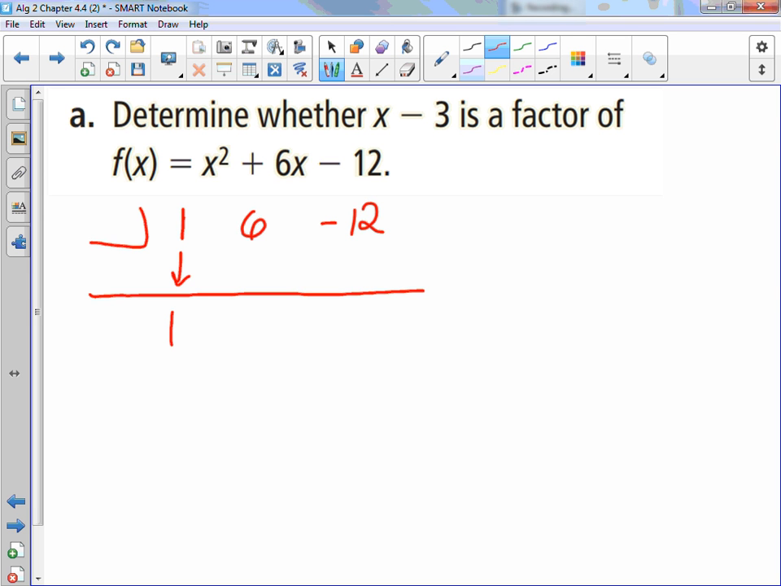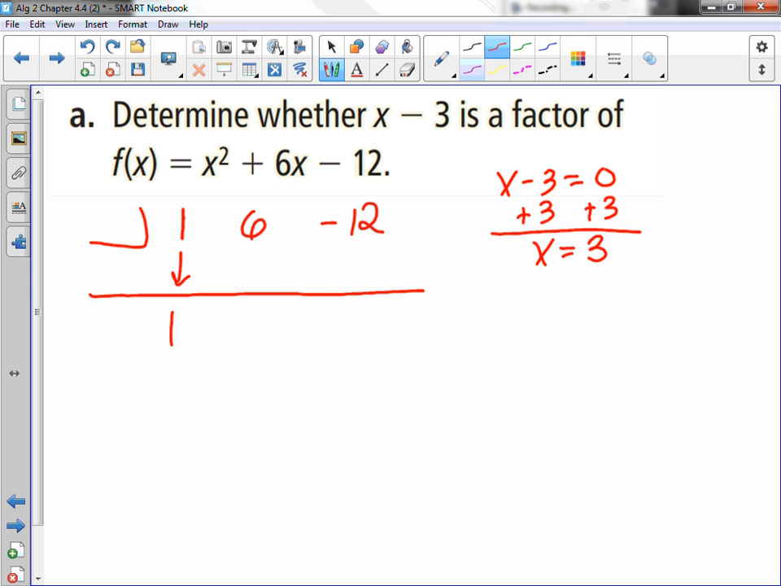Now, in the cubby hole, we're going to solve for x minus 3. Set it equal to 0 and solve to find out what goes in the cubby hole. So we would add 3 to both sides, telling me x is equal to 3. Any questions on how we set this up? So the first thing we would do is 3 times 1, which would give us 3, and we put it into the 6.